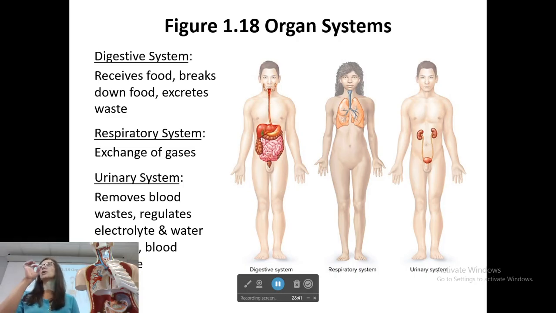So think about it. You drink some water. How does the water that you just drank get to your bladder? Through your digestive system, right? So it goes into your stomach, and then what happens?